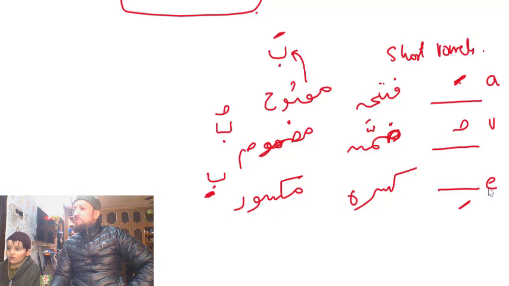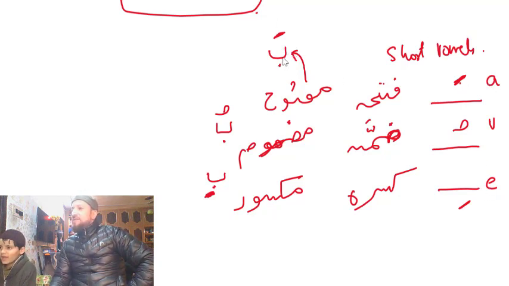And this produces the E sound. Like ba fatha ba. Ba dhamma bu. Ba kasra bi.